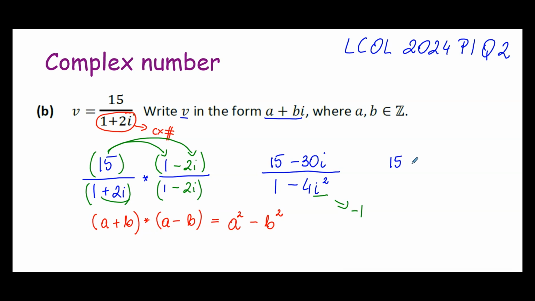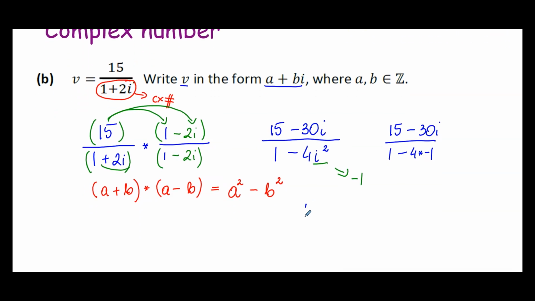So on top of the fraction, I have 15 minus 30i. And at the bottom of the fraction, I have 1 minus 4 multiplied by minus 1. Now, all of those are numbers, so I can put all of that in my calculator. And when I put all of that in my calculator, I'm going to get 5. Yeah? Now, we're not finished.